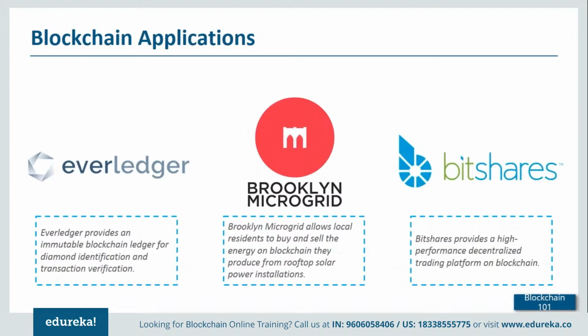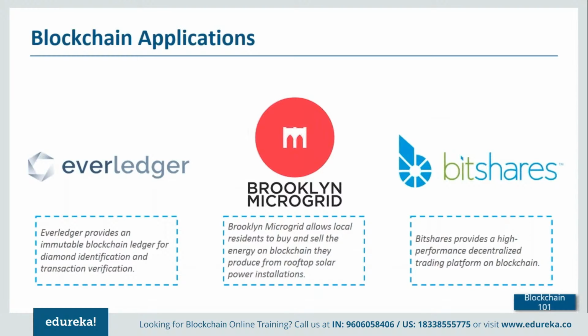Then you have Hyperledger, which provides you an immutable blockchain ledger, and this is mainly used for diamond transactions and validation. So today when you go into most popular diamond merchants, I'm quite sure you can find them using Hyperledger to maintain a ledger of all the diamond transactions involved.